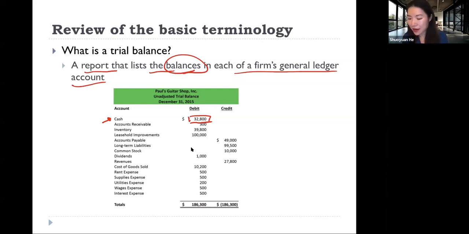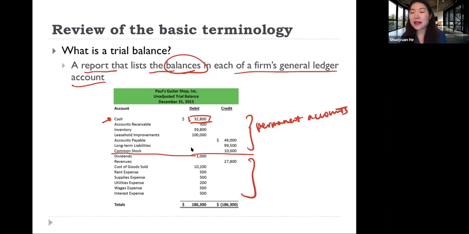And then for a trial balance, we have two different kinds of accounts. One is called permanent accounts. The other is called temporary accounts. Basically, all of your balance sheet items are permanent accounts. And all of your income statement items, including dividend, are temporary accounts. Dividend is not an income statement item, but here the dividend account is also a temporary account.